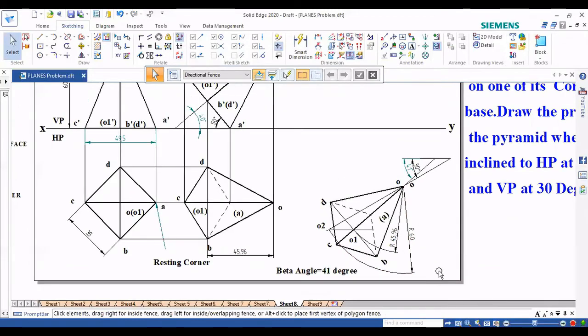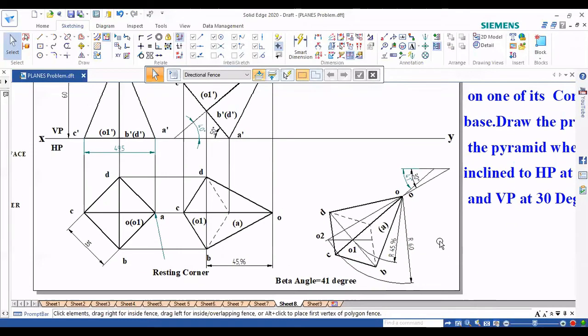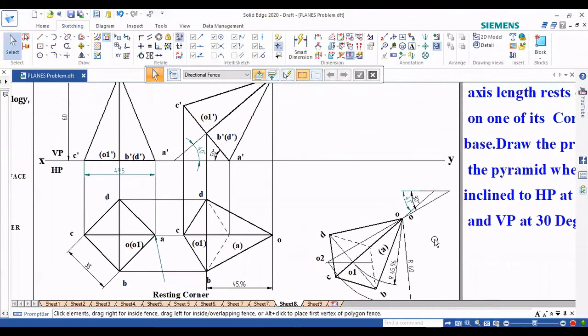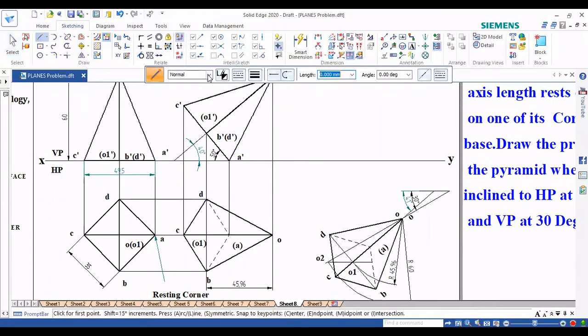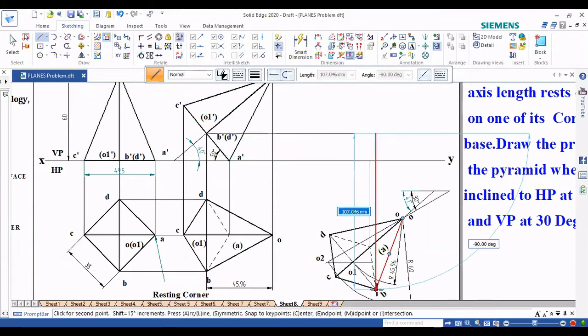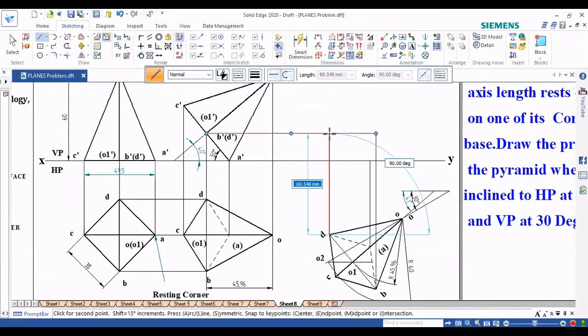Next, I need to project up and join. So we shall project it upwards. So I will go with the projection line. See, now A dash is on the XY line. Project A till the XY line. Done. Next, B and D. So B is coming here and D on this line.